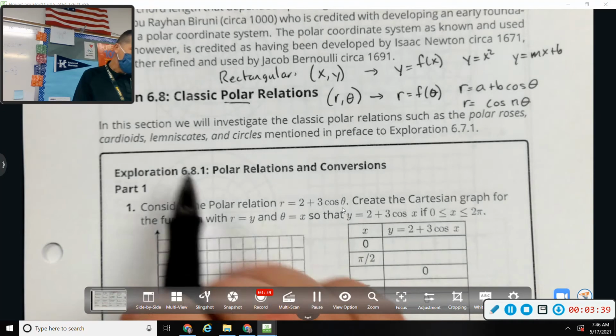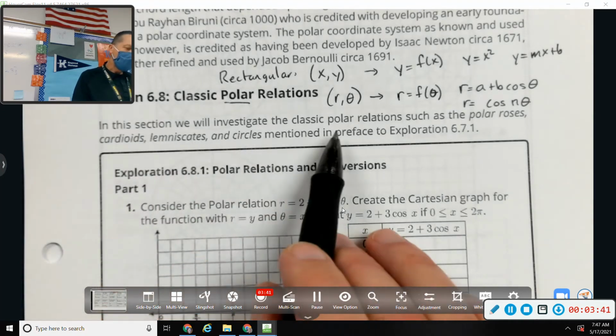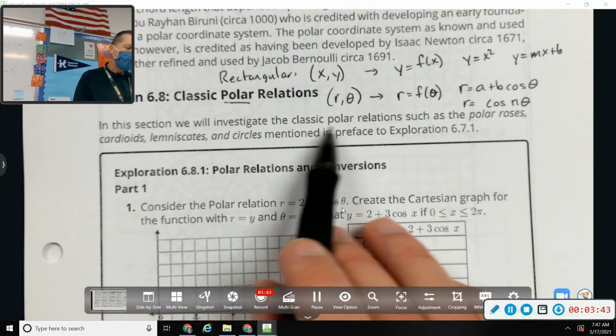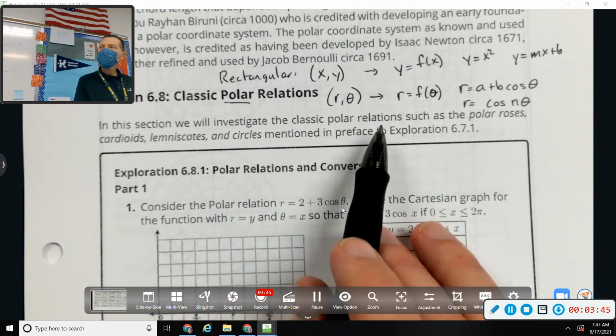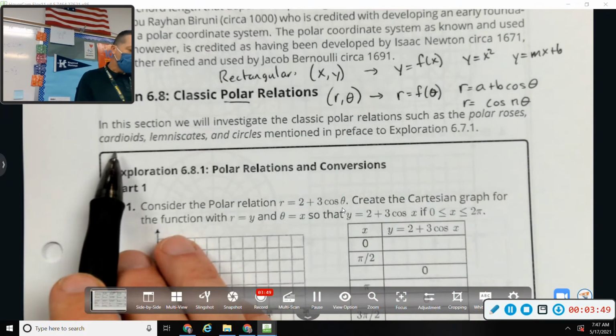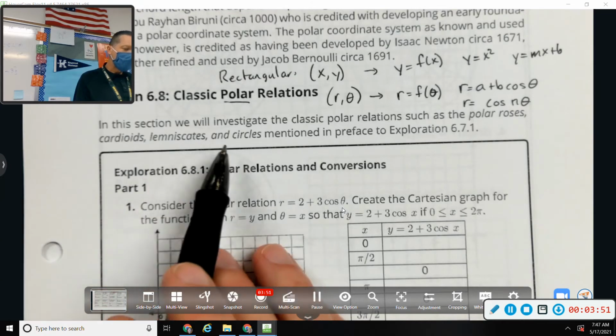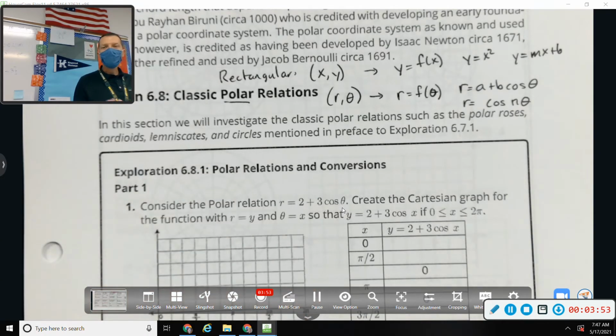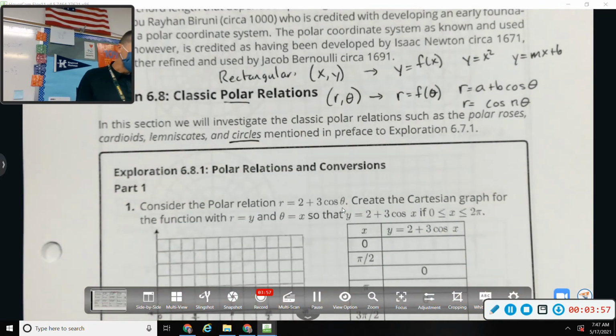In fact, it says, in this section we will investigate the classic polar relations. You could almost think of that as the parent functions in polar, such as the polar roses, cardioids, limaçons, lemniscates, and circles. Now, you may not even know what those words mean right now. You know what a circle is. Other than that, you don't know what those words are. But that's the point of what we're doing this week.